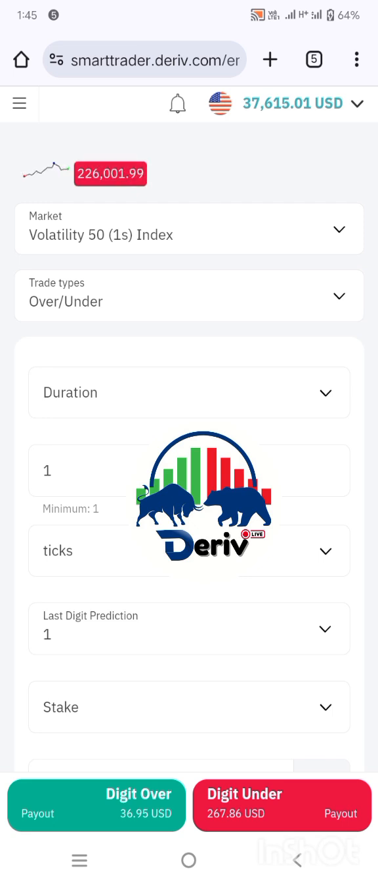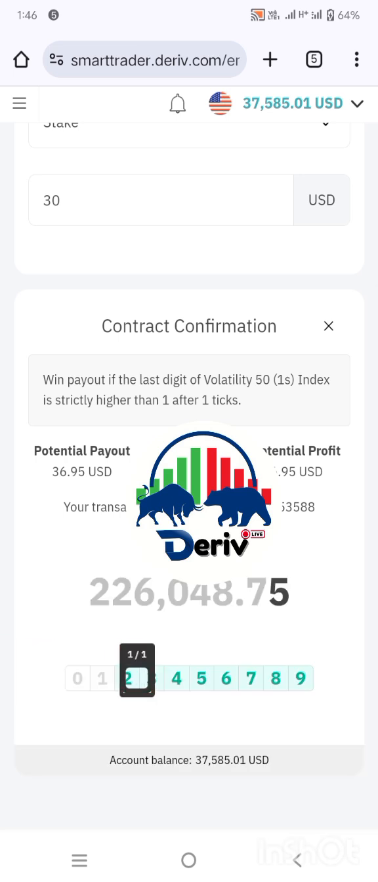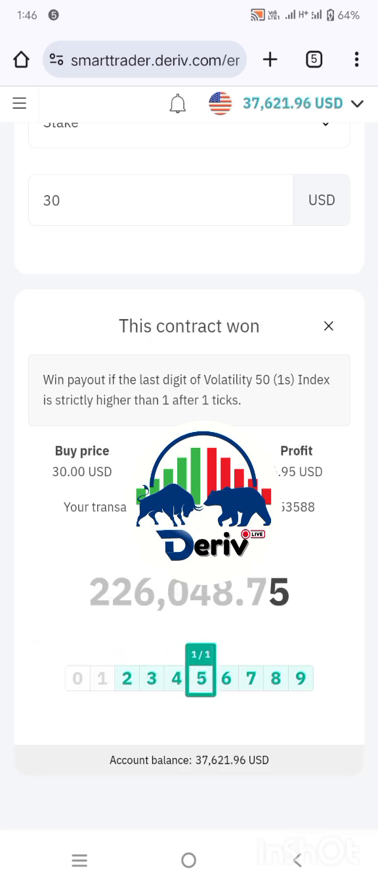If 5 appears and the next number is lower than 5, look, 5, 5, 7, no, let's wait. Look here, 5, 6. Once a 5 appears and then a lower number, we will go for Digits Under. Look here, 5 appeared, 9 appeared. Once 5 appears and the next number is lower than 5, then we input our trade for Digits Under. This is the strategy. Look here, 5 appeared, a lower number appeared, and we are in profit immediately.